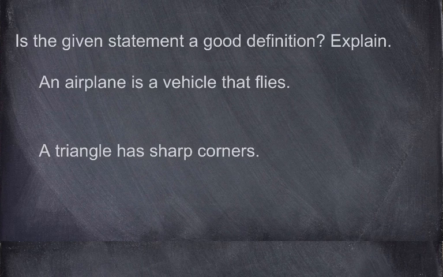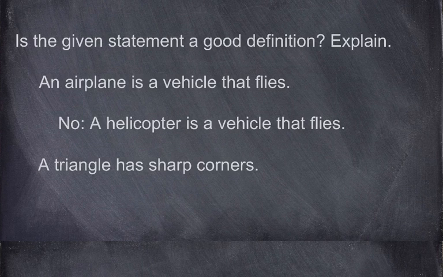Because, as we can see, a helicopter is a vehicle that flies. So we can come up with a different vehicle that flies that's not an airplane. So therefore, this in and of itself is not a good definition of what an airplane is. It's true that it's a vehicle that flies, but again, it's not reversible in this case, so therefore it's not a good definition. A triangle has sharp corners.